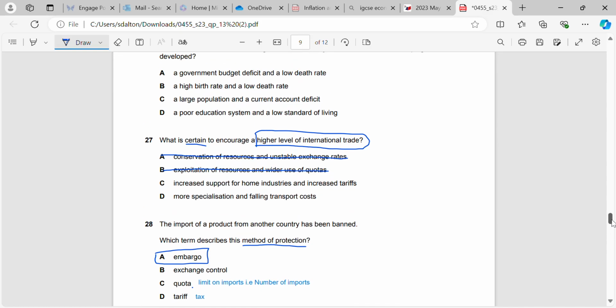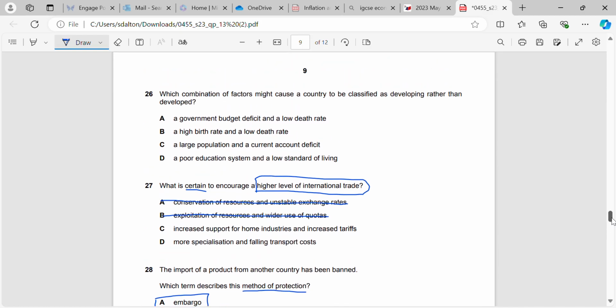For international trade to flourish, we're going to need fewer tariffs, fewer taxes, fewer embargoes, etc., fewer protectionist measures, and we're going to have to be able to be productive in our own countries for exports as well. So the EU is a great example.